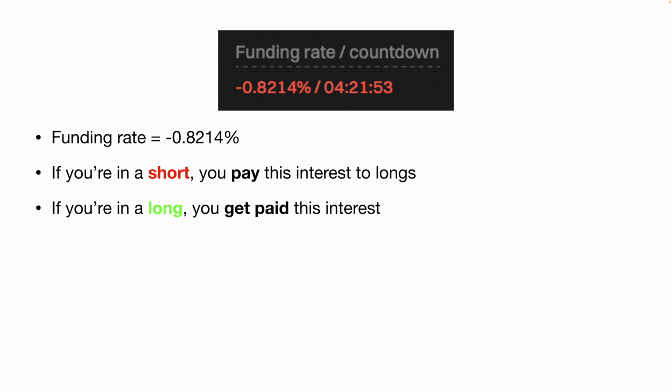The funding rate on this is minus 0.8214%. This means that at the end of the countdown, if you're in a short position, you would need to pay 0.8214% of your outstanding short position in interest.